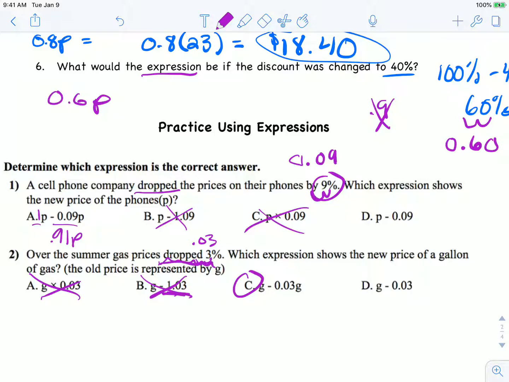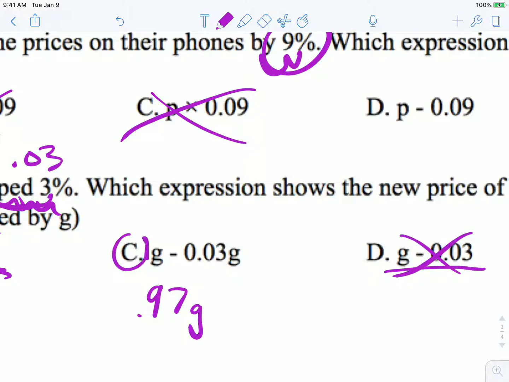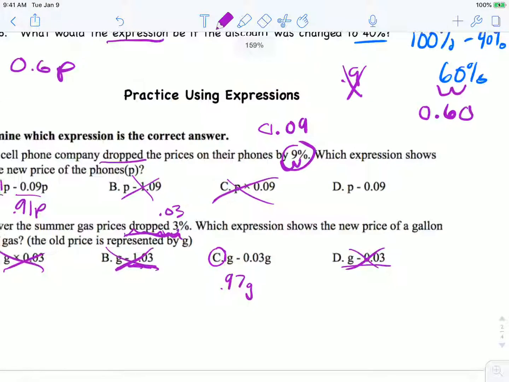And the reason it's C is because same thing as the other one. This is like saying it's 100% of the gas minus 3%. So what's 100 take away 3? 97. So 0.97 times the gas. This one, you can't do anything with this because they're not like terms. That was a tough one.